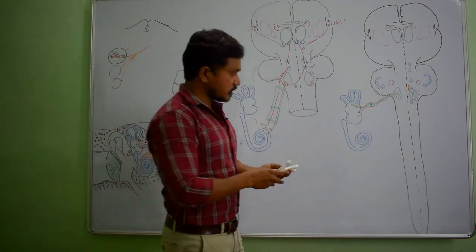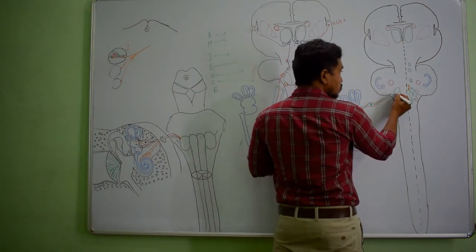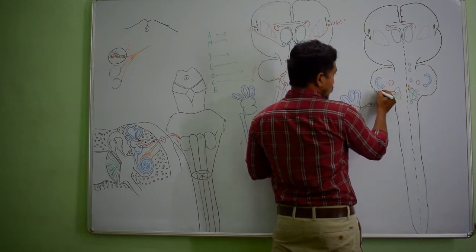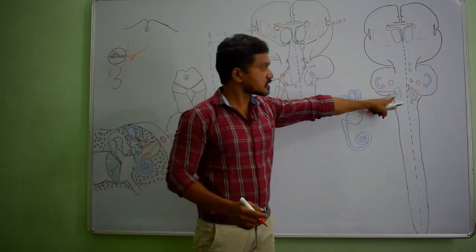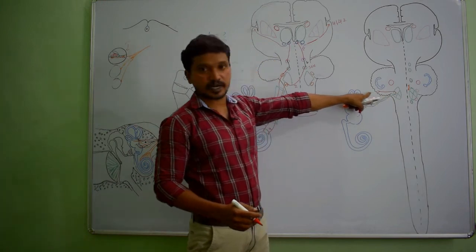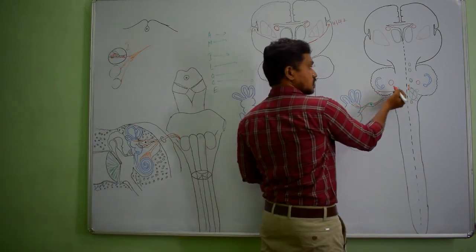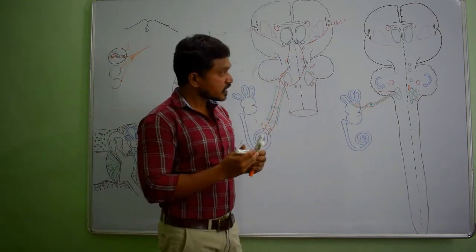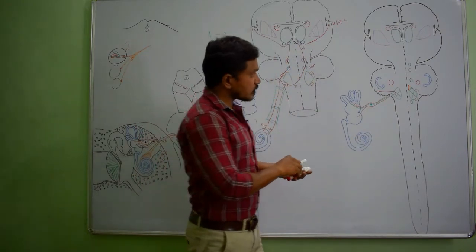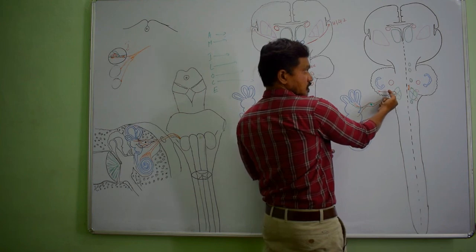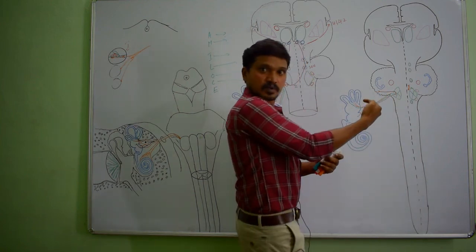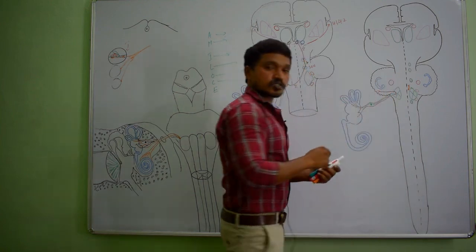From the vestibular nucleus, fibers go to the cerebellum. So this tract we call the vestibulocerebellar tract, right? So fibers from the vestibular nucleus reach the cerebellum. Then from the cerebellum efferent fibers come, no? This is the afferent, right? Then efferent fibers also go, no?